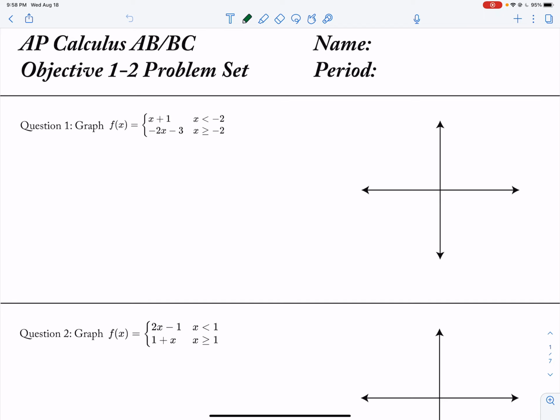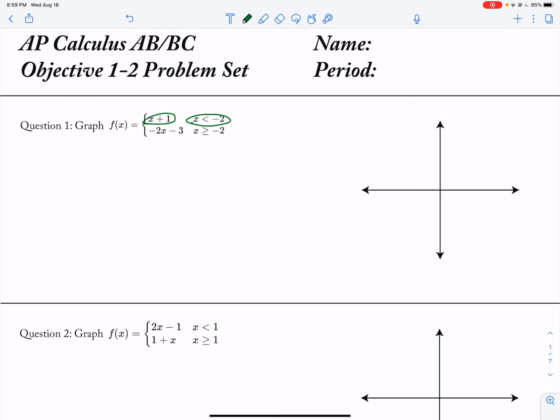Okay, so let's go ahead and take a look at this problem set. This problem set deals with piecewise functions, which you guys have seen already before, but this is just a little refresher. When you do these piecewise functions, what you're essentially trying to do is take -2 in for x, and plug this in.